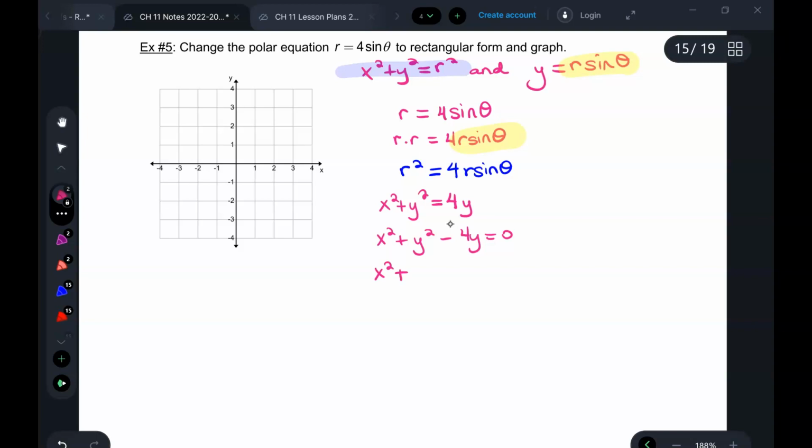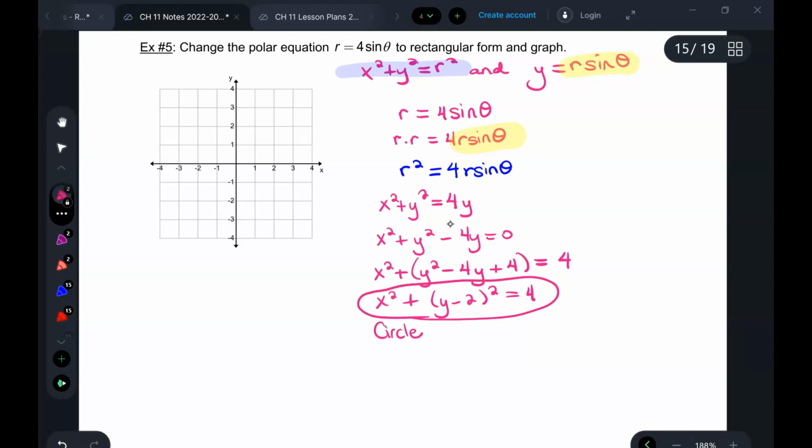So I have x squared plus y squared minus 4y. So just with the y's, remember, take half of b and square it. So half of 4 and square it will give us plus 4. But of course, whatever we do to one side of the equation, we have to do to the other to balance it. So we have x squared plus (y minus 2) squared equals 4. So what do we have here? It's a circle. Okay, so here's the equation.